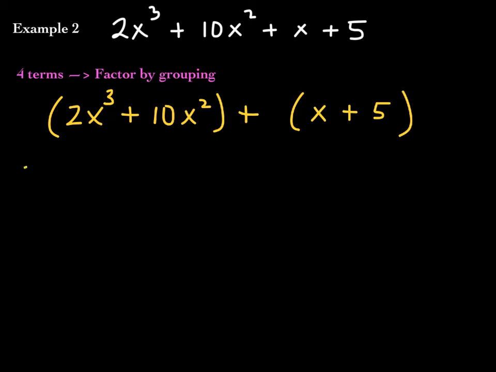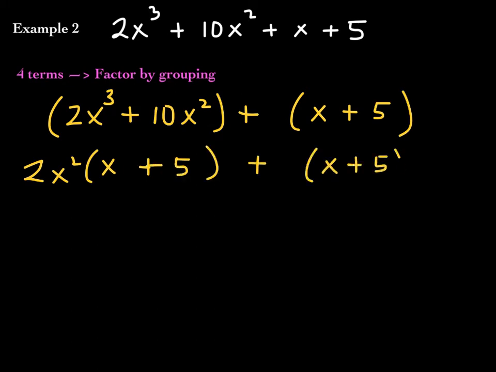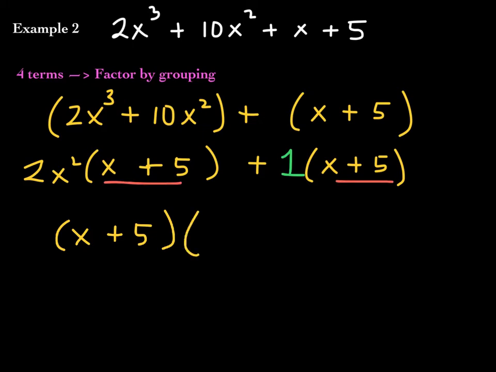The GCF in the first group is 2x squared, leaving me with x plus 5. And this binomial here, the GCF was just 1. Now, there is an invisible 1 right here. If you would like to write it, that would be fine. You know what? I will. I'll put the 1, but usually I don't. All right, so what's next is the factorization. So there's the common binomial factor of x plus 5 right here and right there, that I'm factoring out, and then times what remains, which is 2x squared plus 1.